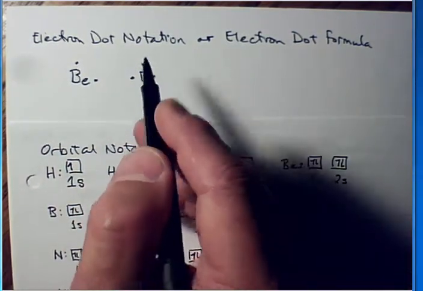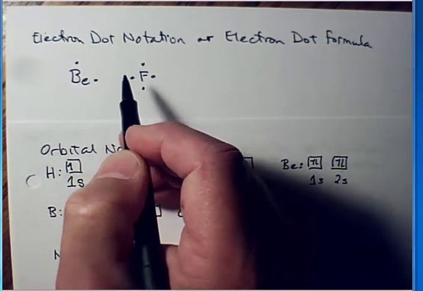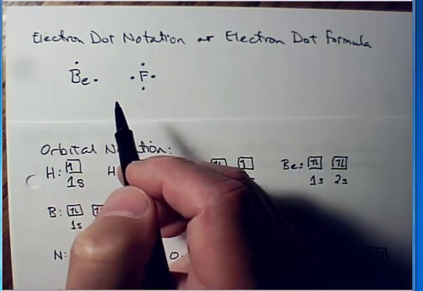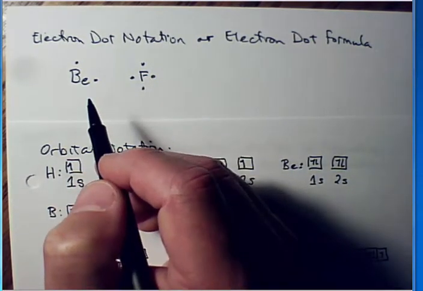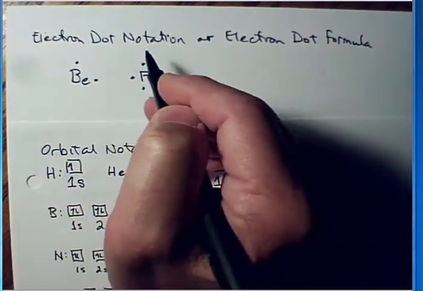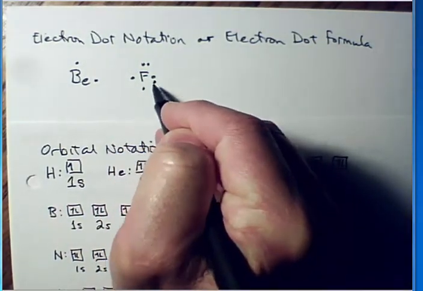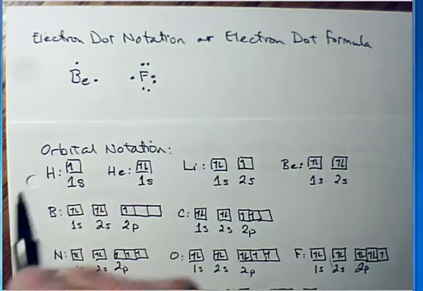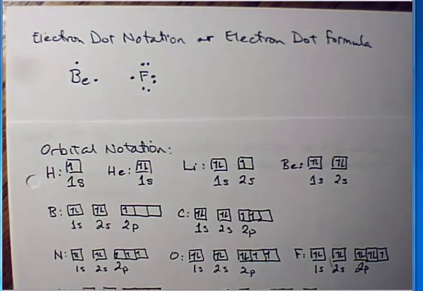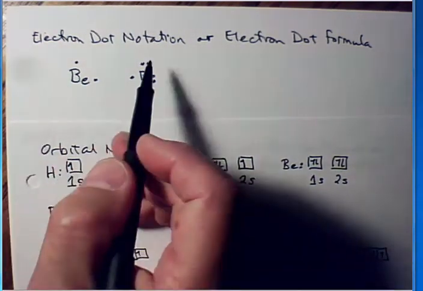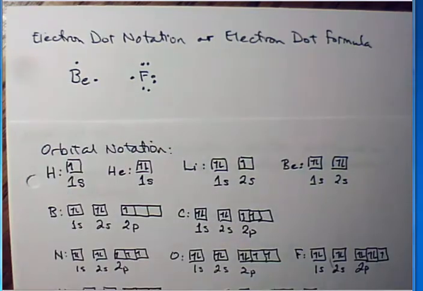So I have 4 now, and I can pair them up on any of the 4 sides I want to. Doesn't matter whether I put them on the top, bottom, or either one of the 2 sides. Here's 1, 2, 3. There's 7 electron dots, and that's the electron dot formula for fluorine. But I could have this single dot at the top, at the bottom, on the side, whatever. Everybody with me? Do you understand?